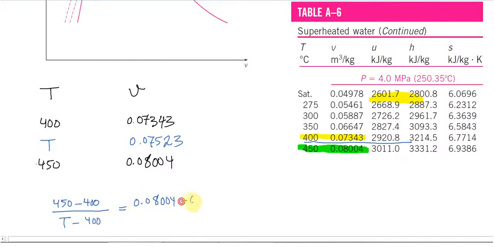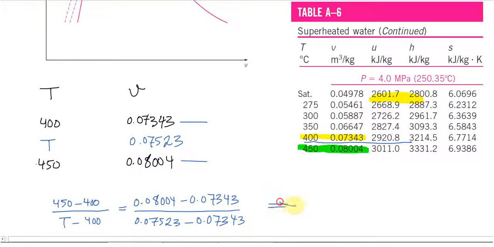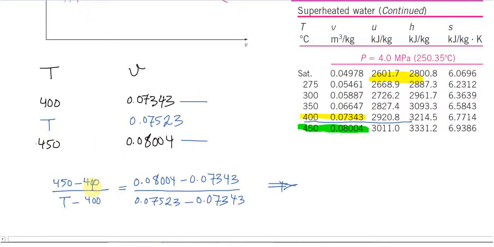0.08004 minus 0.07343, divided by, so the numerator is the difference between two known specific volumes, and the denominator is the difference between the specific volume of unknown temperature, 0.07523, negative 0.07343. We need to solve this equation in order to get the unknown temperature.